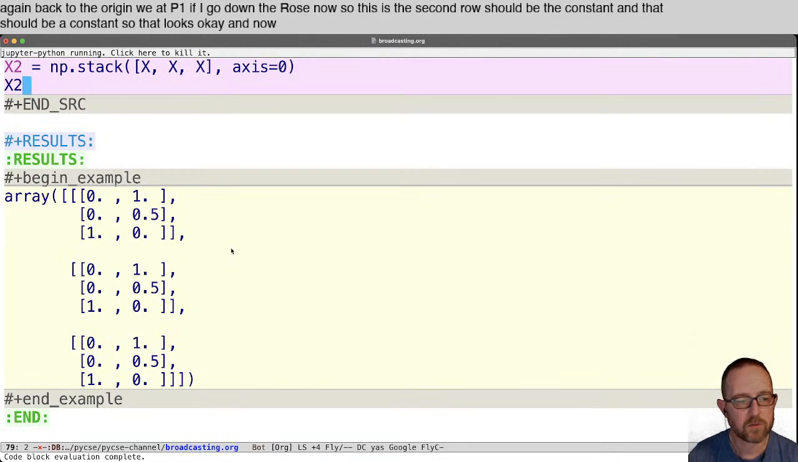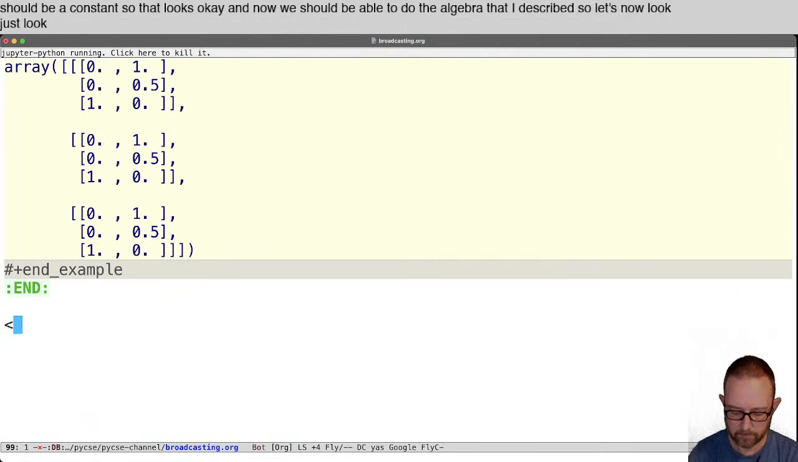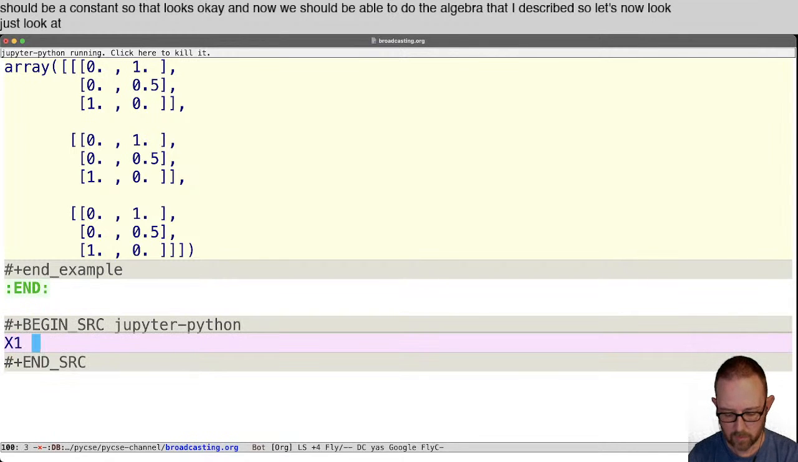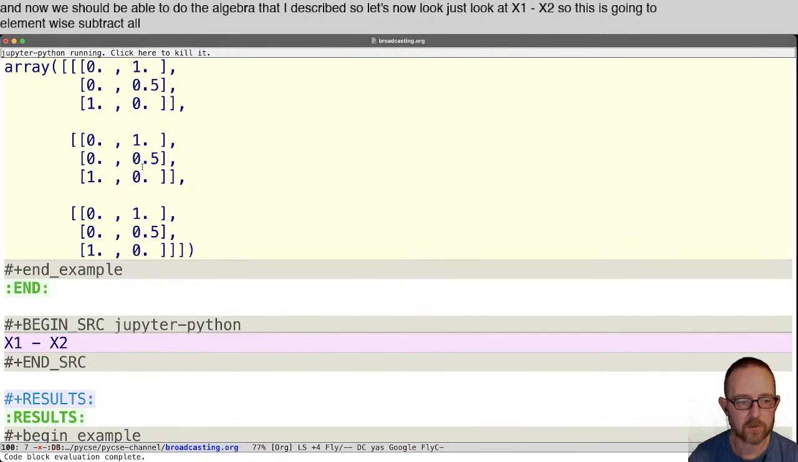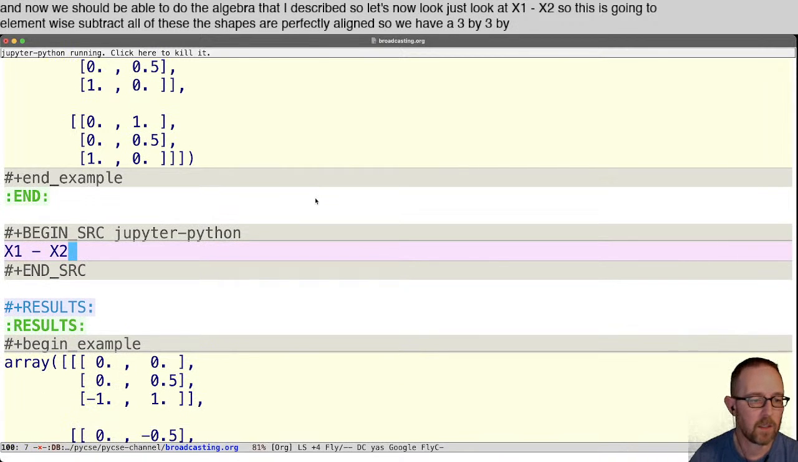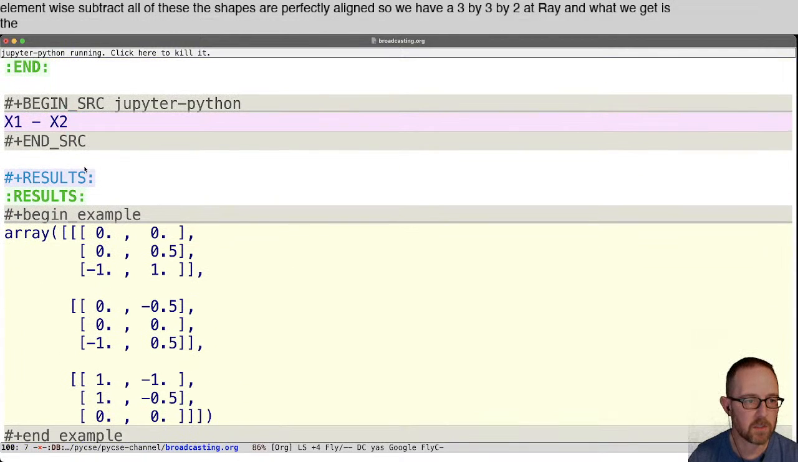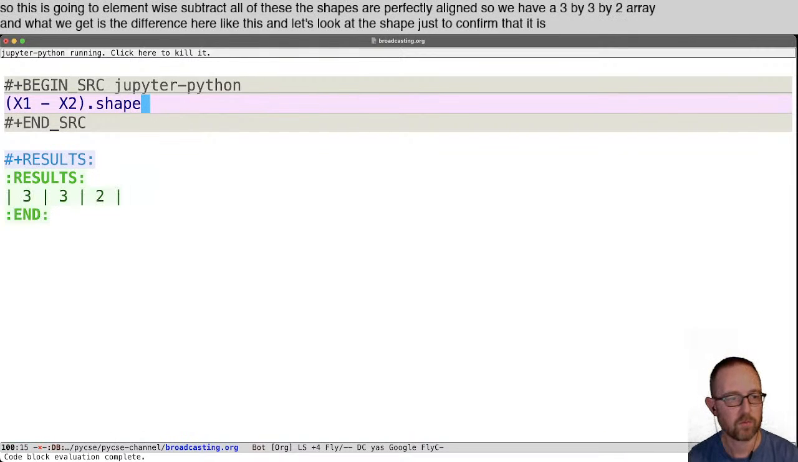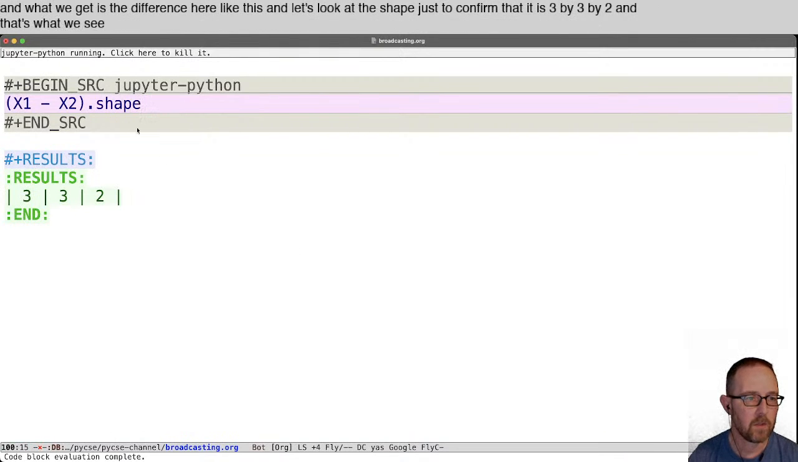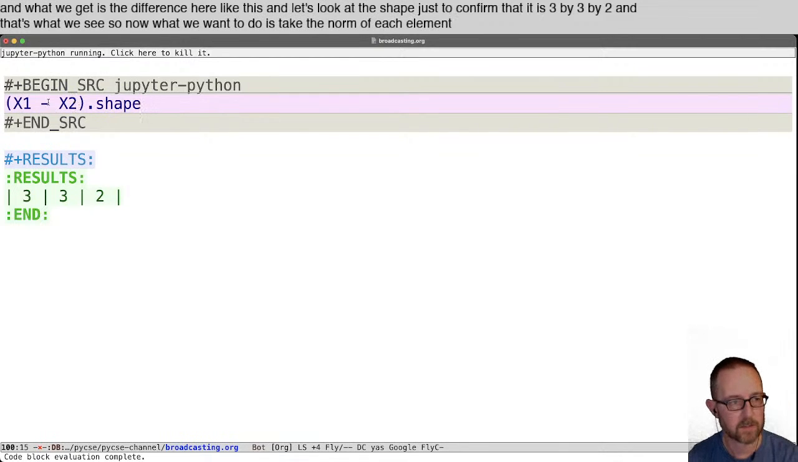And now we should be able to do the algebra that I described. So let's now just look at x1 minus x2. So this is going to element-wise subtract all of these. The shapes are perfectly aligned, so we have a 3 by 3 by 2 array, and what we get is the difference here like this. And let's look at the shape just to confirm that it is 3 by 3 by 2, and that's what we see.